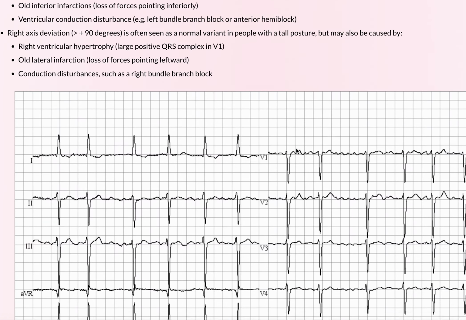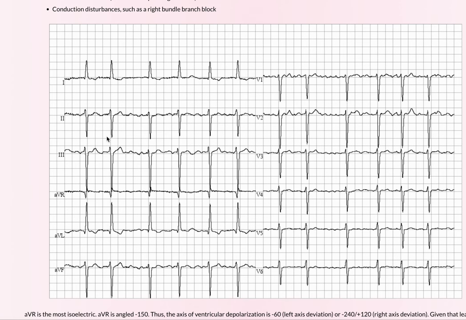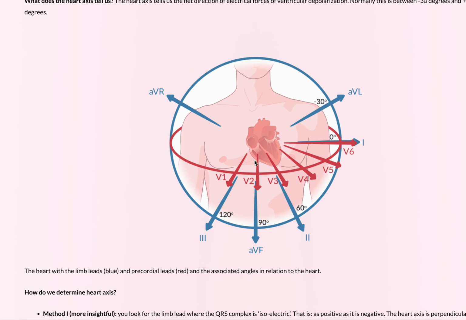Now, since we already see in the ECG that AVL and 1 are positive and AVF and 2 are negative, we know that this is a left axis deviation. We already know that, and we know that the exact vector of ventricular depolarization, the exact angle of that vector, is minus 60. So there's a left axis deviation.